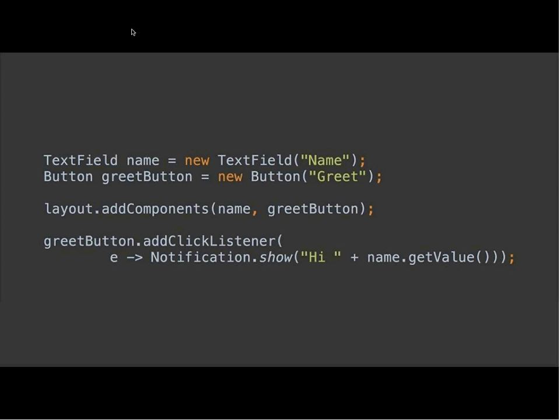So let's, for example, have a little sneak peek into our code. We can, for example, say that we have two components, text field and button, and we have some layout into which we add the components. And for our button, we add a simple click listener that performs some action when the button is clicked. And in this case, you just see a simple Java 8 Lambda that says that the Vaadin UI should display a notification where it says hi and gets the value that is currently residing in the text field.